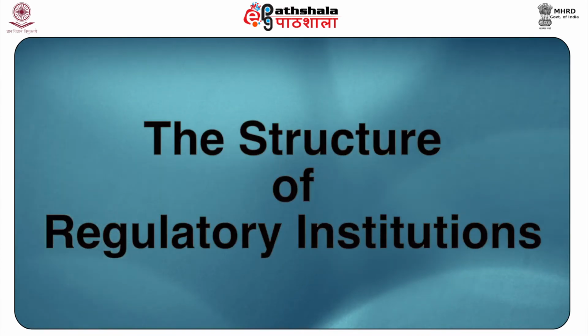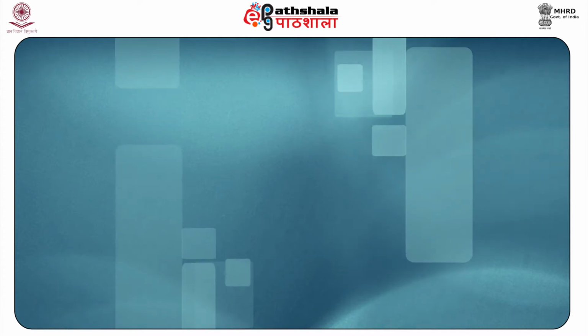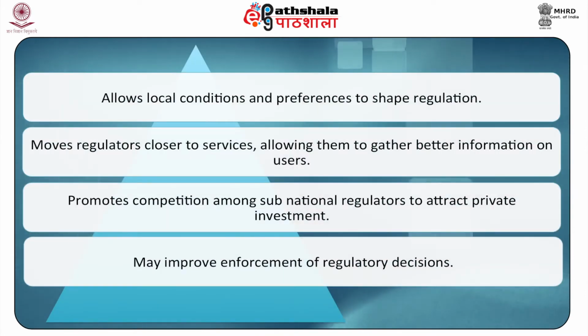Next in discussion is the structure of regulatory institutions. Centralized or decentralized? Designing regulation involves trade-offs. For example, decentralization, making lower levels of government responsible for regulating utilities, offers several advantages. It allows local conditions and preferences to shape regulation, moves regulators closer to services, allowing them to gather better information on users, promotes competition among subnational regulators to attract private investment, and may improve enforcement of regulatory decisions.